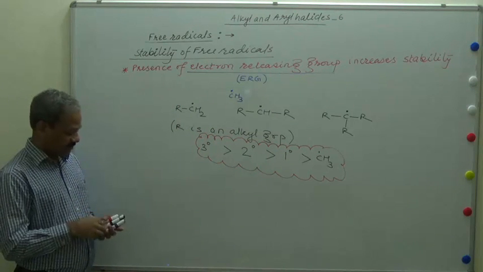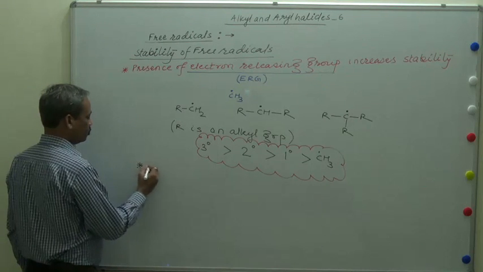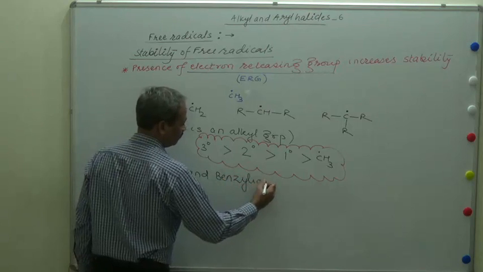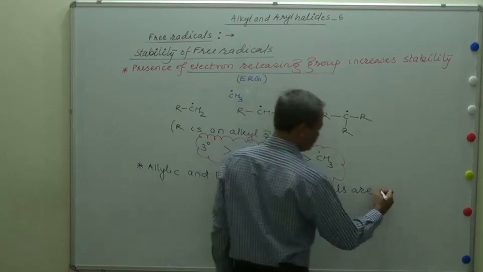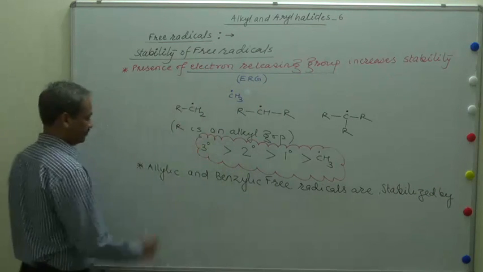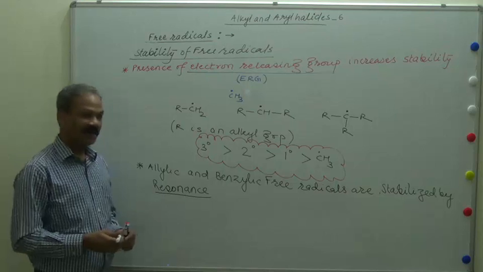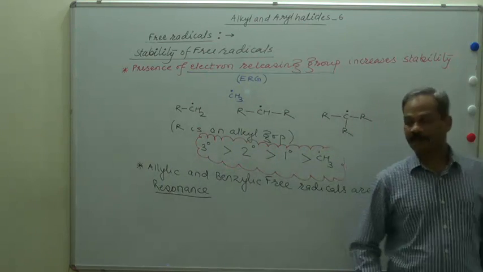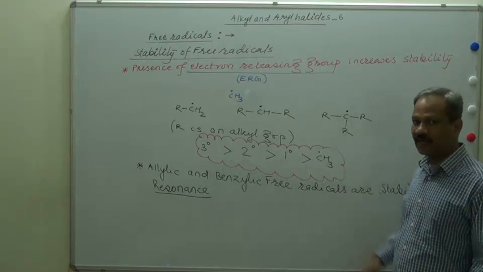Now, if we consider allylic free radical and benzylic free radical, note that allylic and benzylic free radicals are stabilized by resonance. Because of the possibility of resonance in these free radicals, their stability is more than that of alkyl free radicals.